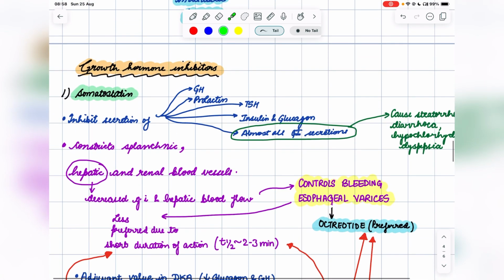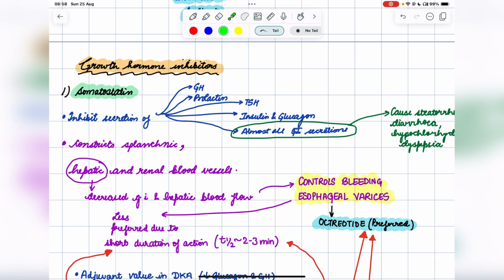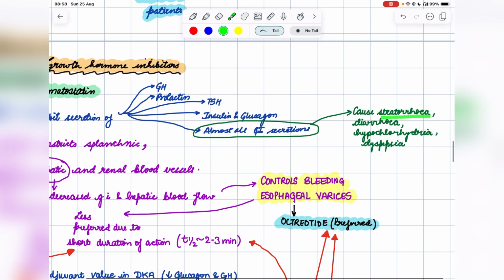Okay, so that was about the analogs and their adverse effects. Now let's talk about the inhibitors of growth hormone. There are 4 that we are going to discuss. First is somatostatin. Please understand, somatostatin is not just an inhibitor of growth hormone, it inhibits secretion of growth hormone, prolactin, thyroid stimulating hormone, all via the anterior pituitary, insulin and glucagon by the pancreas, and almost all of the GI secretions, which may cause steatorrhea, that is increased fat in stools, diarrhea, hypochlorhydria, that means less secretion of HCl, and dyspepsia, that is just abdominal pain.